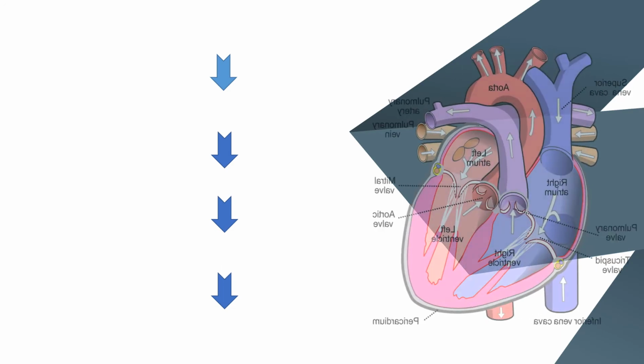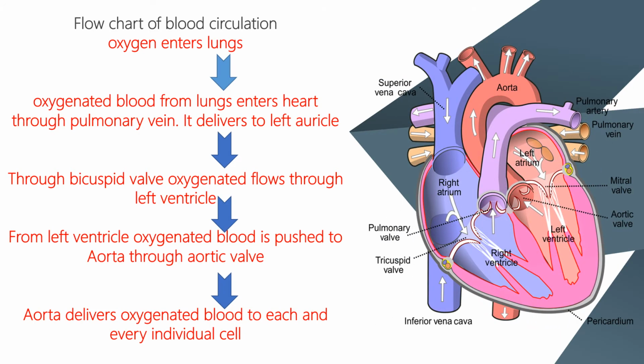Let us discuss the flow chart of blood circulation. First, it starts from the lungs. When we inhale, oxygen enters the lungs and blood becomes oxygenated. Oxygenated blood from the lungs enters the heart through the pulmonary vein. The pulmonary vein delivers it to the left auricle of the heart. Once the left auricle is completely filled, the bicuspid wall present between the left auricle and the left ventricle opens, and it allows the oxygenated blood to flow into the left ventricle.